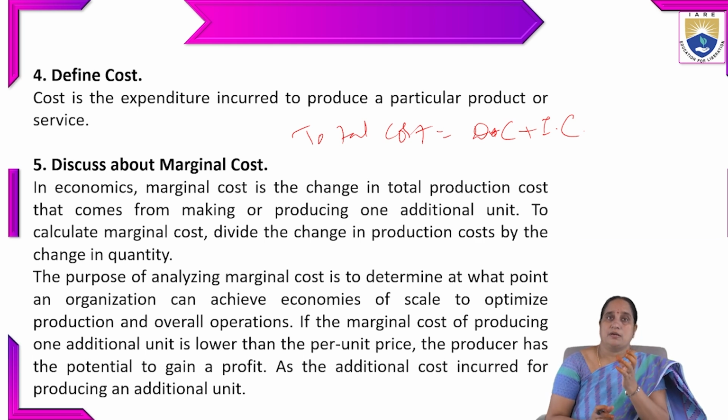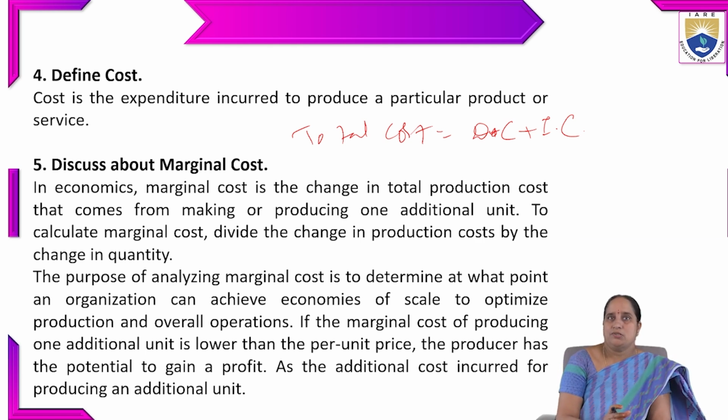Then let us discuss the marginal cost. In economics, marginal cost is the change in total production cost that comes from making or producing one additional unit. If you are going to produce one more additional unit, then what will be its cost per unit value? That is known as marginal cost. To calculate marginal cost, divide the change in production cost by the change in quantity. Then we'll get marginal cost. The purpose of analyzing marginal cost is to determine at what point an organization can achieve economies of scale to optimize production and overall operations.